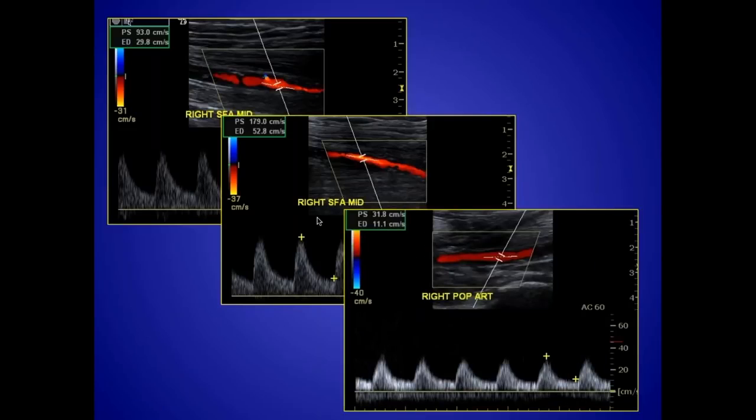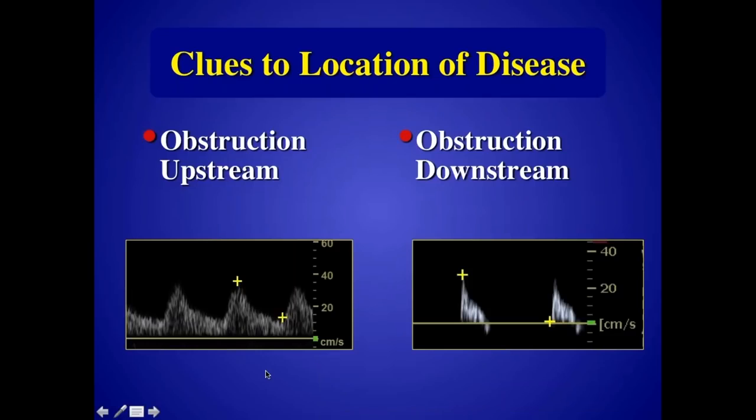Then I'm going to move down into the popliteal, and now the velocities are really low. They're about 30 centimeters per second, and we see that tardus parvus waveform. So again, this indicates there was significant proximal disease. It didn't tell us how many lesions there were. We found at least 2, but it told us there was proximal obstruction.